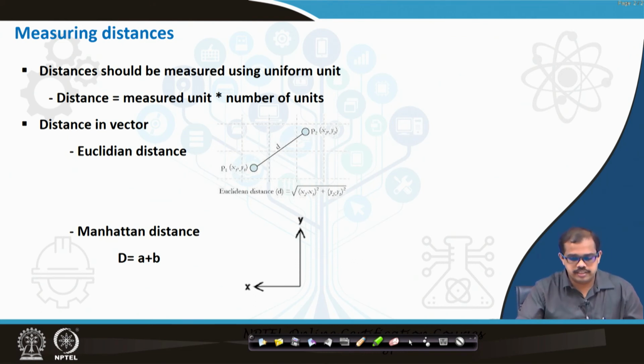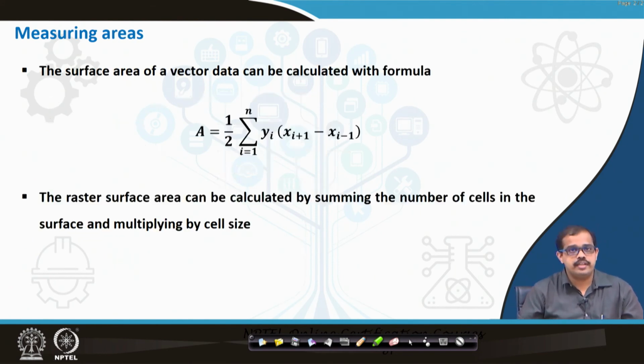When I say Euclidean distance, if it is x1 y1 and x2 y2, it is x2 minus x1 the whole square plus y2 minus y1 the whole square, under the square root. So, this is the distance of a vector, which has to be calculated. If it has to be calculated on a map, distance is equal to measured unit into number of units, as simple as this. And if you are calculating a Manhattan distance, it is given by a plus b, which means distance on a and b. So, that is how you calculate a distance of a vector.